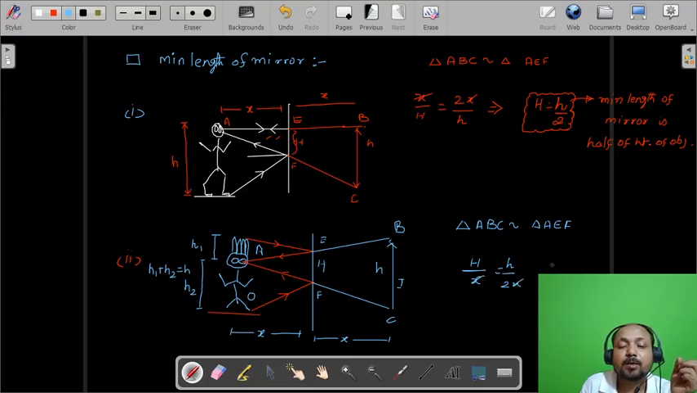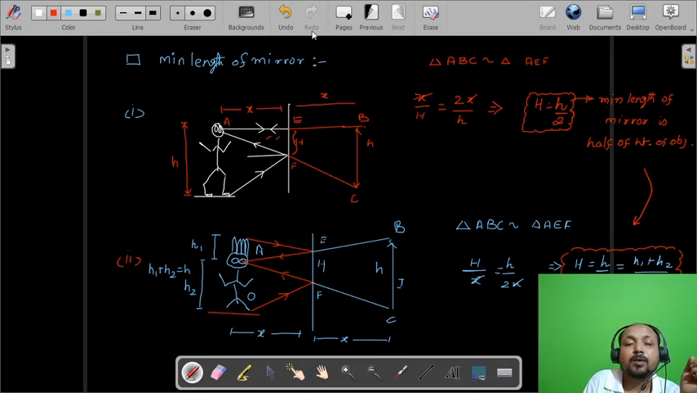This X will be cancelled out and H can be given as H by 2, which can also be given as (H1 plus H2) by 2. So here also we can see that the minimum height of the mirror is half of the object height. Okay, same condition here also.